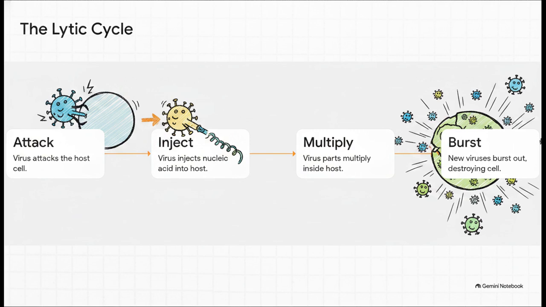Step 1. The virus attacks and binds to a specific receptor on the host cell. Step 2 is the infiltration phase. The virus injects its nucleic acid, its genetic code, directly into the host. And finally, in step 3, that injected code literally hijacks the host cell's machinery, forcing it to just multiply the virus parts. Once they're assembled, the newly formed viruses burst outward, completely destroying the host cell and spreading out to infect others. It's a pretty brutal cycle.